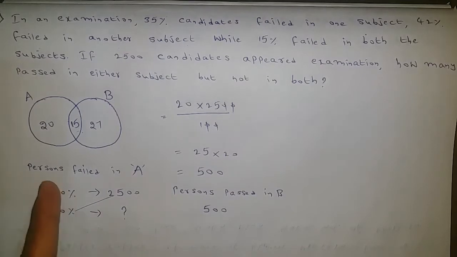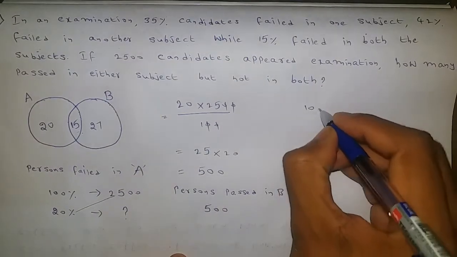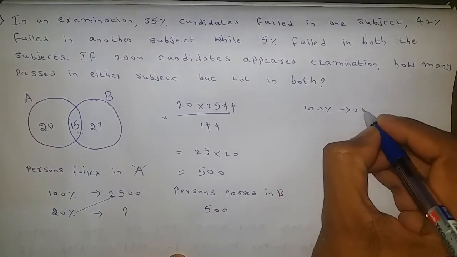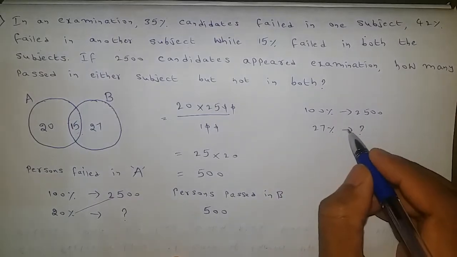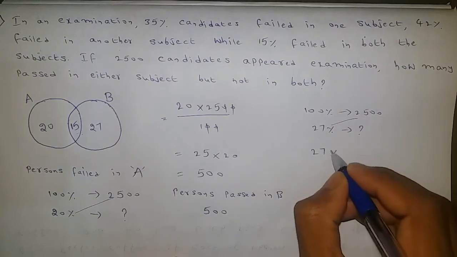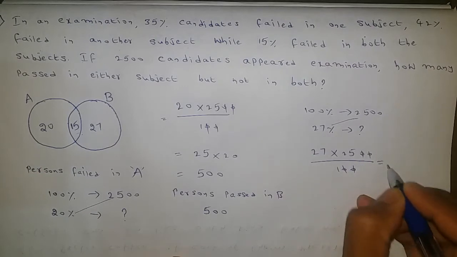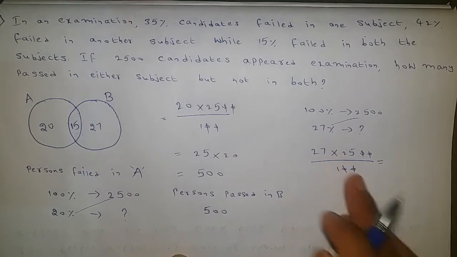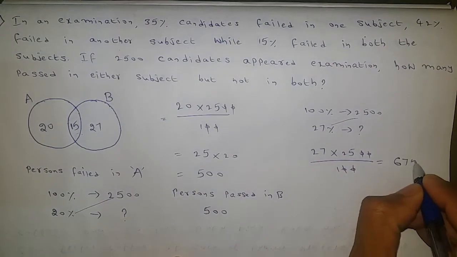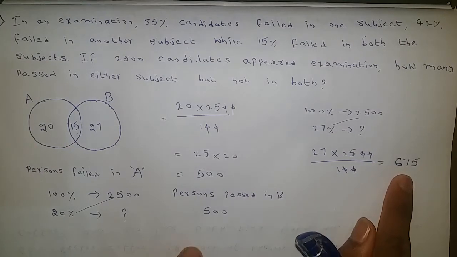Now next, how many persons failed in subject B? 27 percentage is given, right? So 100 percentage is 2500, then 27 percentage, how much? Same cross multiplication. So we will get 27 into 2500 divided by 100. Two zeros and two zeros get cancelled. So we remain with 27 into 25, which is 675. It means 675 persons failed in subject B.